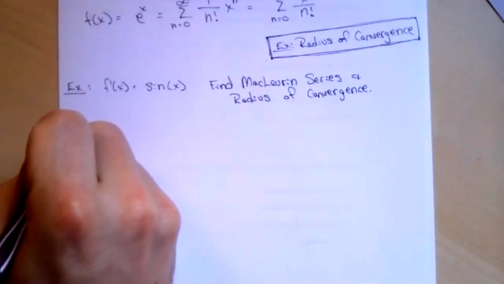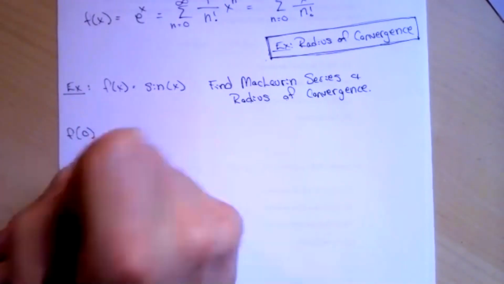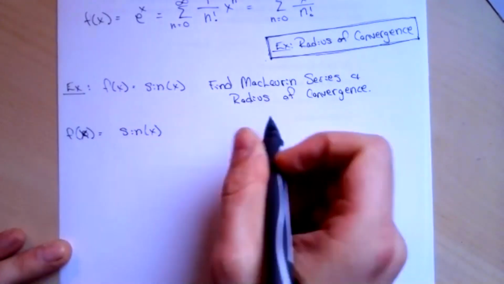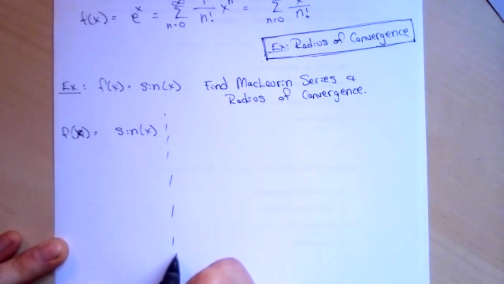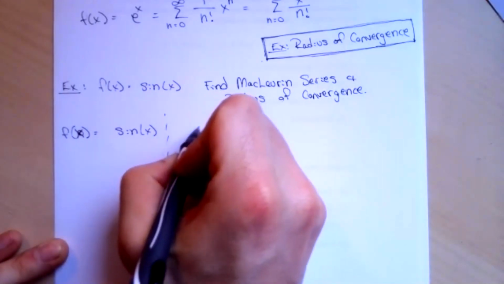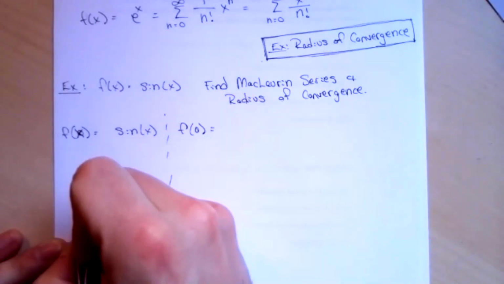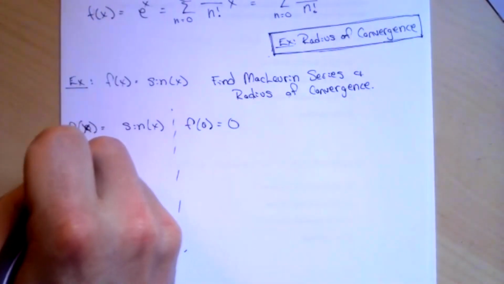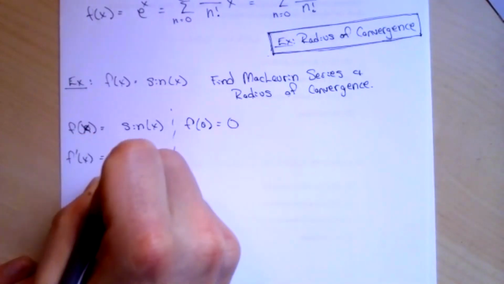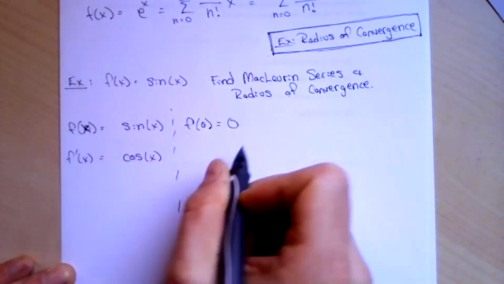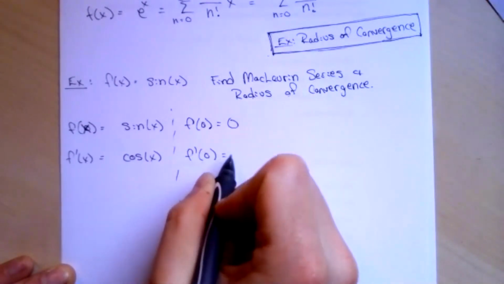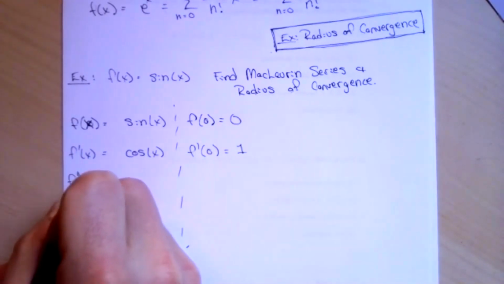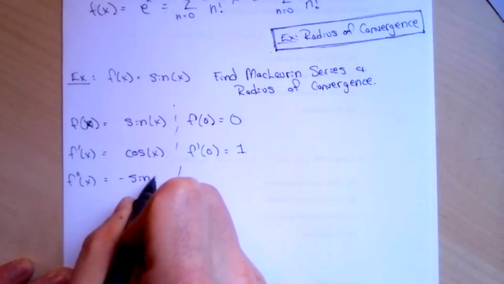So we go through our list. f of 0. Sometimes you can do this in steps. So for example, f of x is sine of x, like in a table is what I meant. And so now we've got f of 0. What's sine of 0? 0. Got to remember all your trigs. And then, of course, f prime of x is cosine of x. And then f prime of 0, cosine of 0, is 1. f double prime of x is minus sine of x.